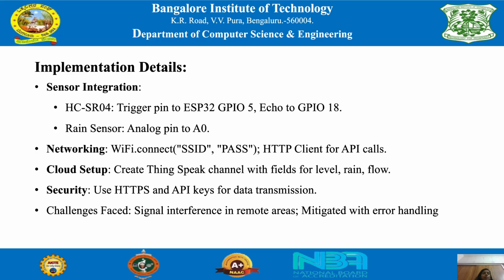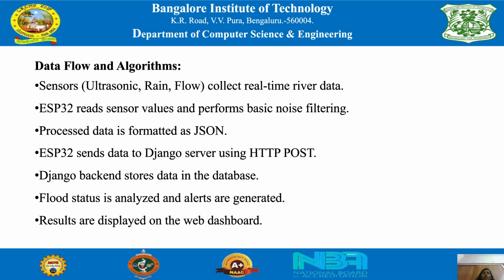Challenges faced in this implementation is signal interference in remote areas, mitigated with error handling. Data flow and algorithms. Sensors which we use are ultrasonic, rain and flow. They collect real-time river data. ESP32 reads sensor values and performs basic noise filtering.